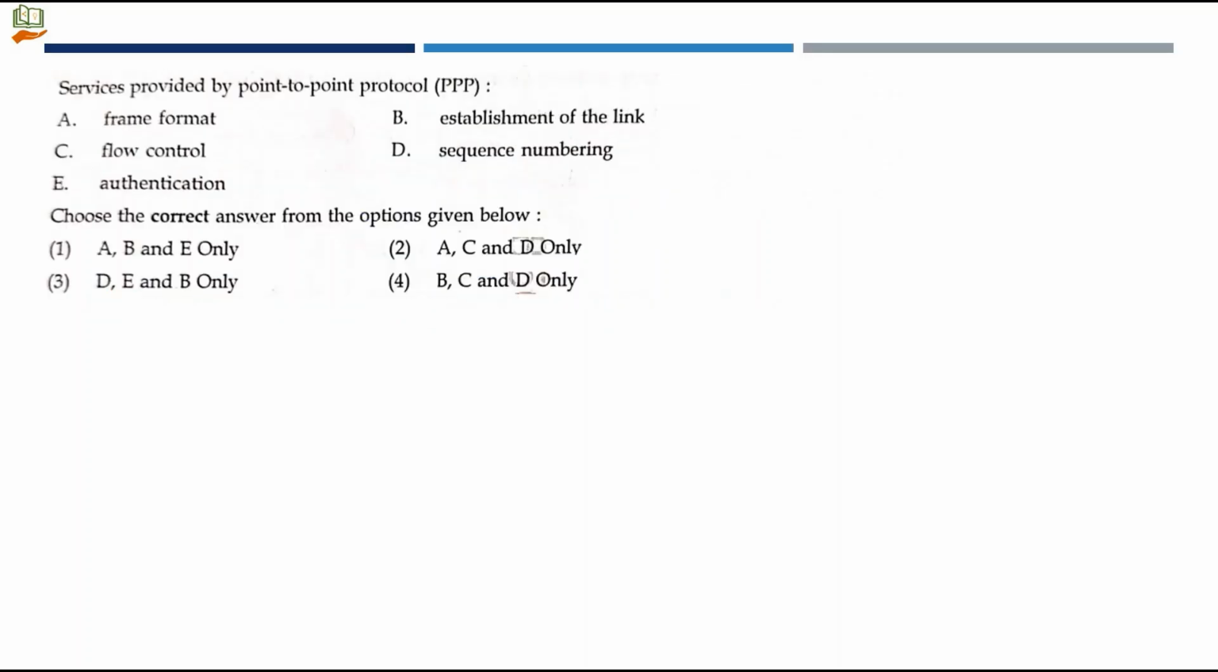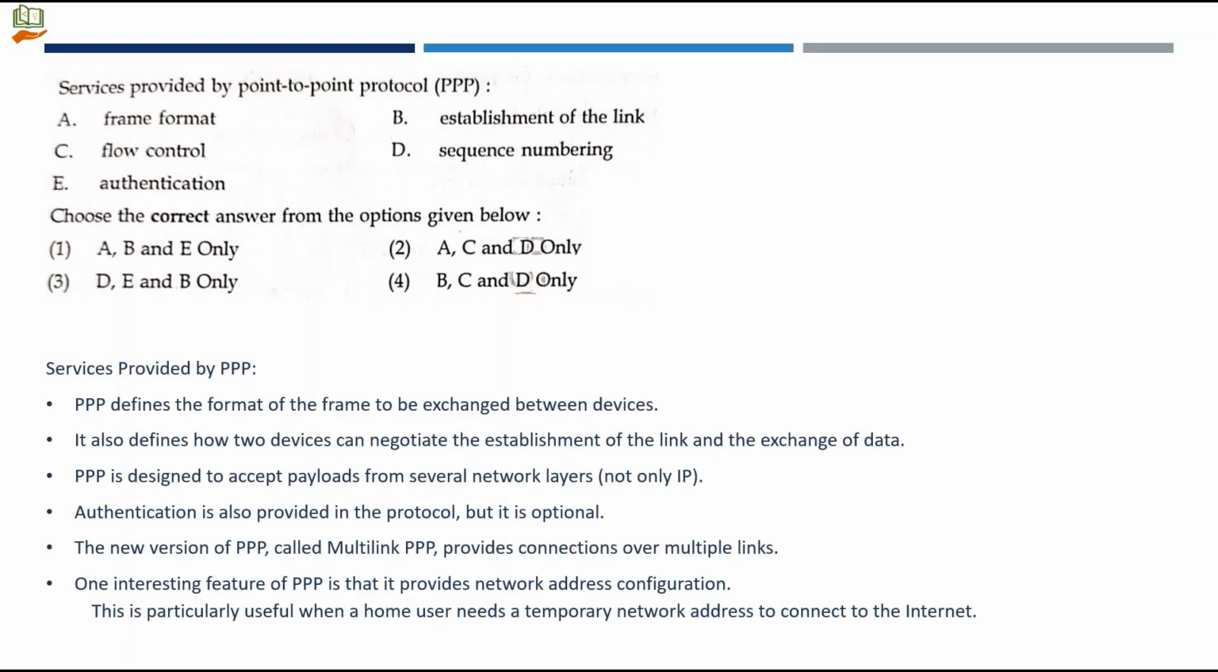Next question. Services provided by point-to-point protocol. Let's see the services list. Point-to-point protocol defines the format of the frame to be exchanged between devices. It also defines how two devices can negotiate the establishment of the link and the exchange of data. It is designed to accept payloads from several network layers, not restricted to IP alone. Authentication is also provided in the protocol, but it is optional.